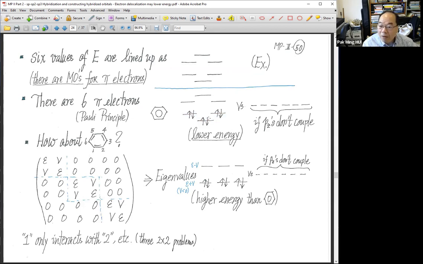What should we compare it with? If they are not coupling at all, it will be epsilon, epsilon, epsilon, epsilon, epsilon, epsilon, without anything, not coupling. So the energy will be on this line. So this is what I try to depict here. So in doing so, energy is lowered.